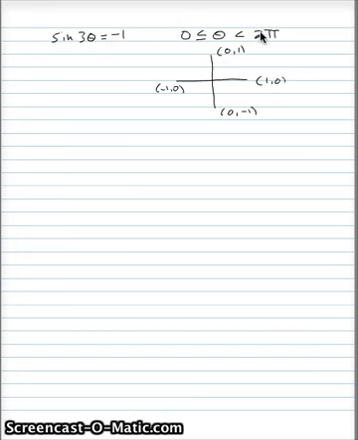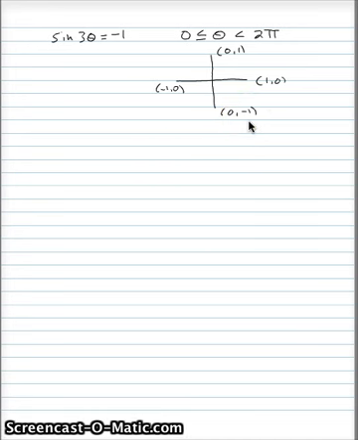To help us visualize this, let's think of the unit circle. At 0 radians, the x value is 1, the y value is 0 on the unit circle. The x value is cosine. Cosine of 0 is 1, sine of 0 is 0. At pi over 2 radians, 90 degrees, cosine is 0 and sine is 1. At pi radians, the x value, cosine, is negative 1, the y value is 0. And at 3 pi over 2, x value is 0, y value is negative 1.